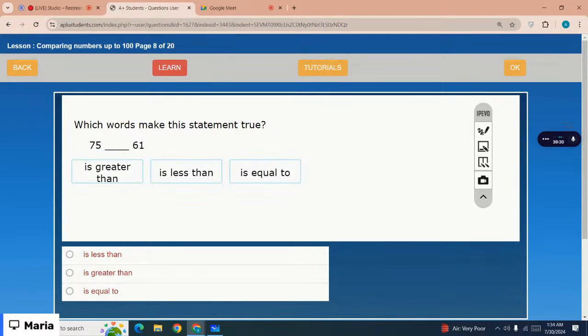The correct option is 75 is greater than 61. The correct option is greater. Okay, you can complete the lesson by yourself later today. Let me just move on to the next lesson.